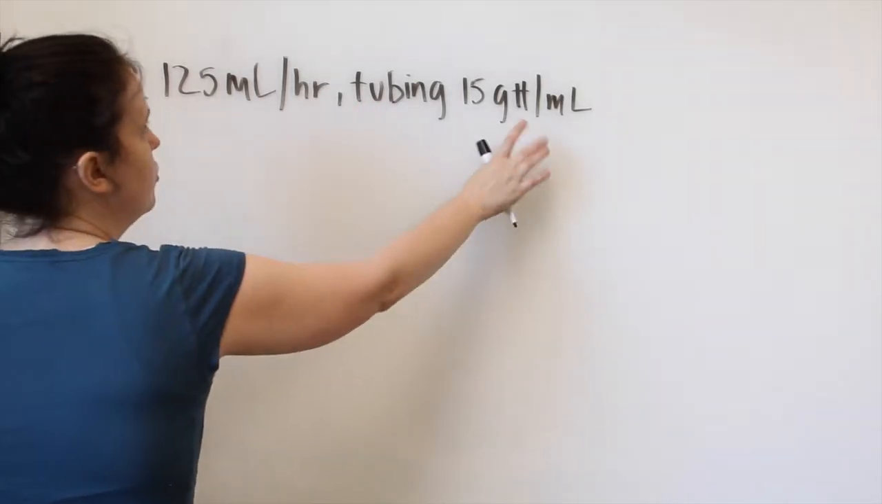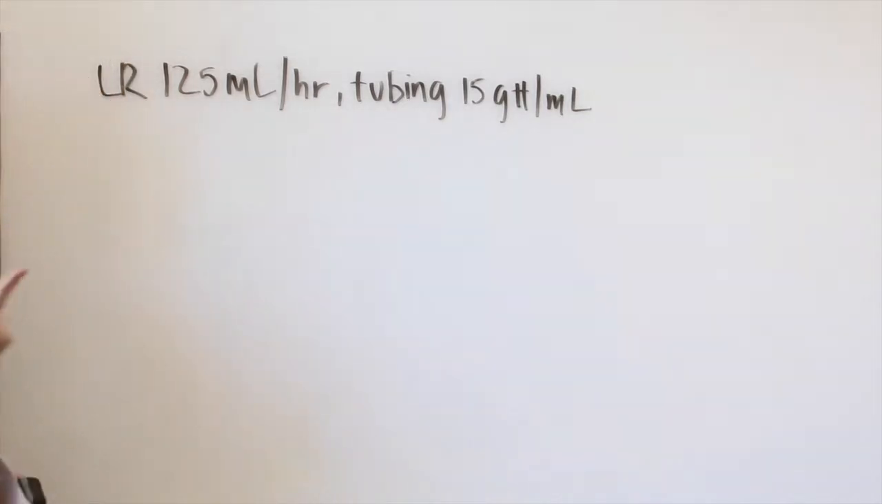So the tubing drop factor can be found if you look on your package of your tubing. It changes and it varies based on the actual diameter and the length of the tubing. Basically what it means is how many drops it takes in that little drip chamber underneath your spike where you put it in your bag, how many drops it takes per milliliter of fluid in there.